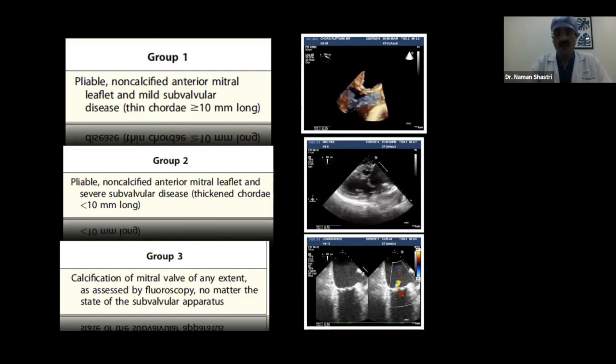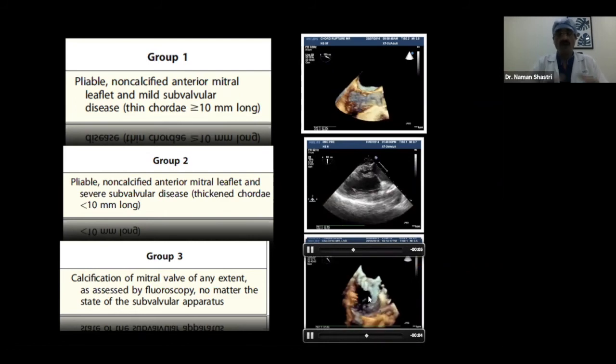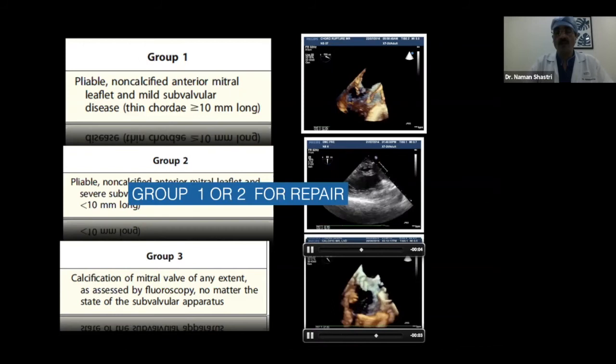But in group 3, where there is a significant calcification of the leaflet, particularly the anteromitral leaflet, whatever the length of the cord, these patients are not best for the repair. So for the structural analysis, the non-pliable or calcified anteromitral leaflet can nicely be seen on 3D echocardiography, and we can see the repairability of this patient. So basically, you have to see the pliable and non-calcific anteromitral leaflet.